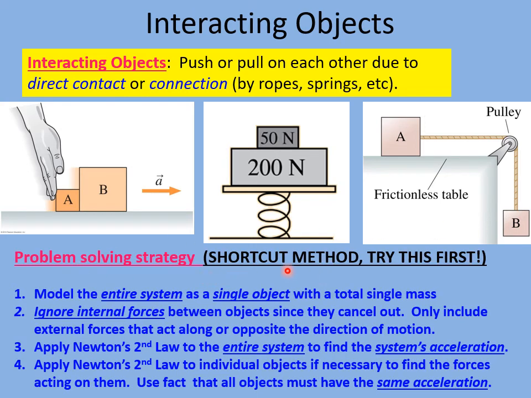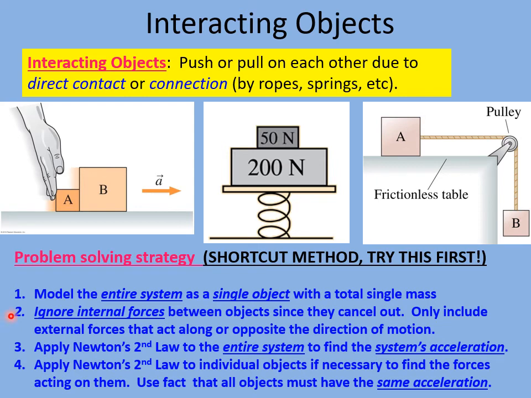So the shortcut method, which I would highly recommend, is to do this. We model the entire system as a single object with a total single mass. So remember how we added these masses together to find the system mass? Well, we're going to do the same thing in this case as well.